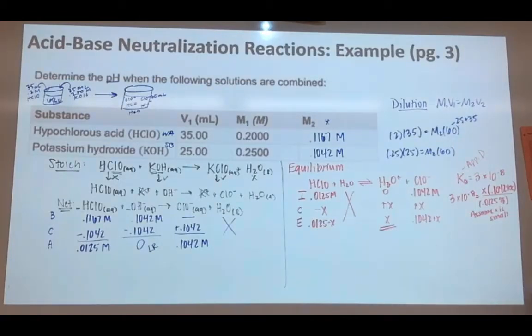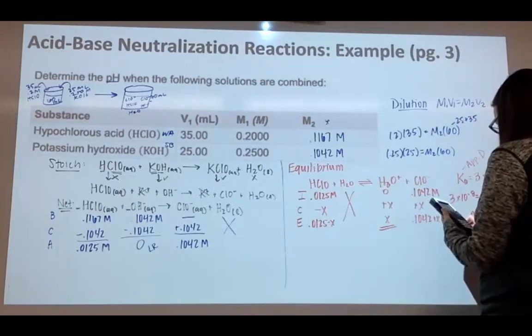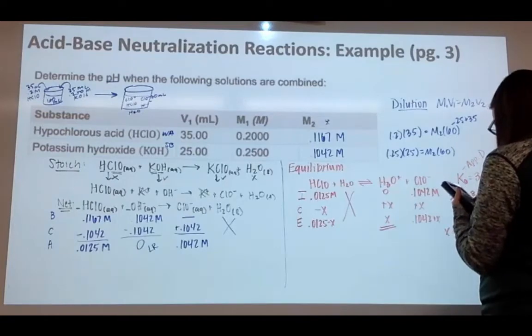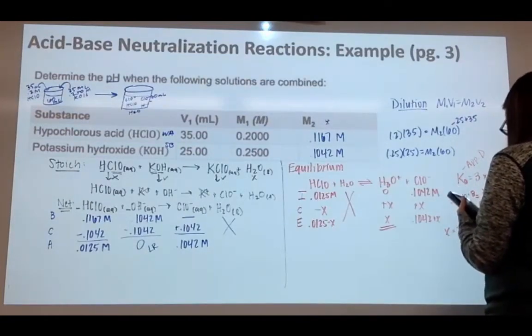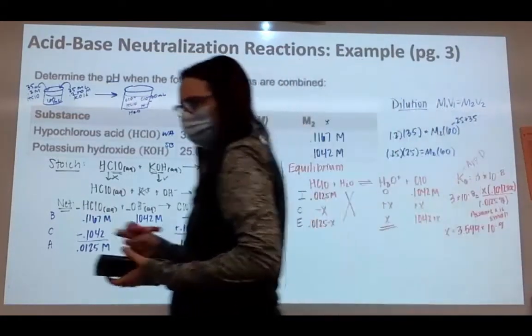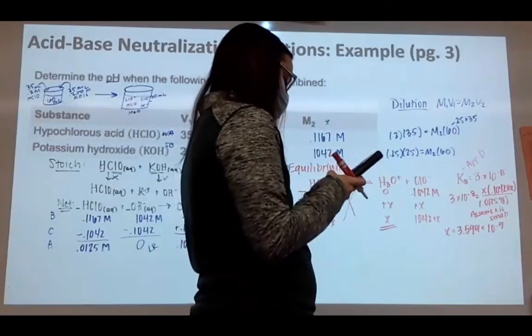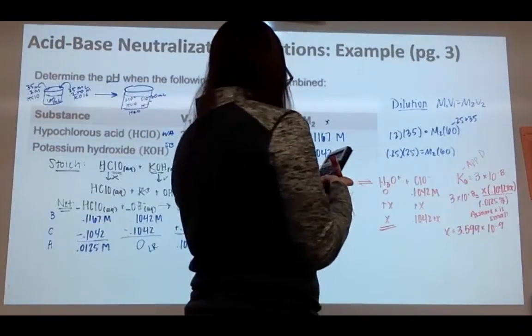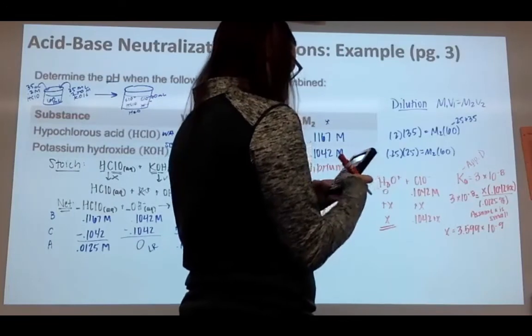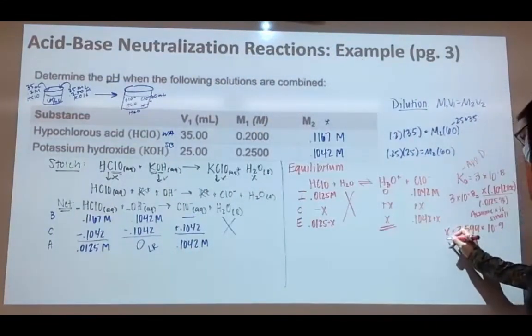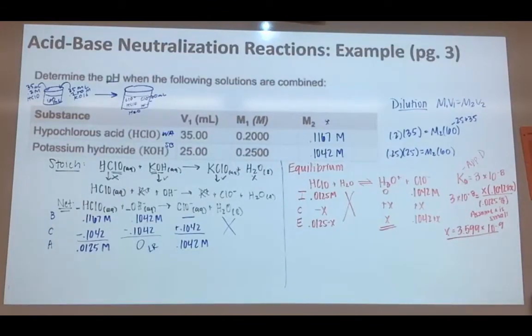Divided by 0.1042. 3.599 times 10 to the negative 9th. I think. Let me do this one more time just to make sure. Divided by 0.1042. Yeah. All right, so here's X. 3.599 times 10 to the negative 9. I underlined X here because that's H3O plus.